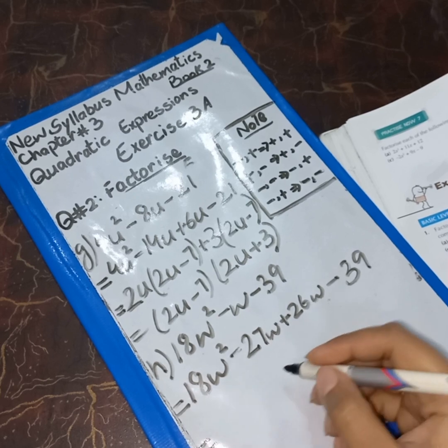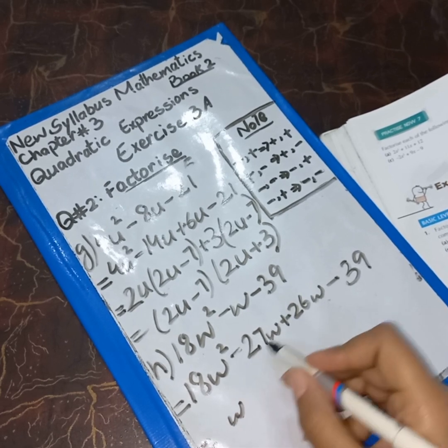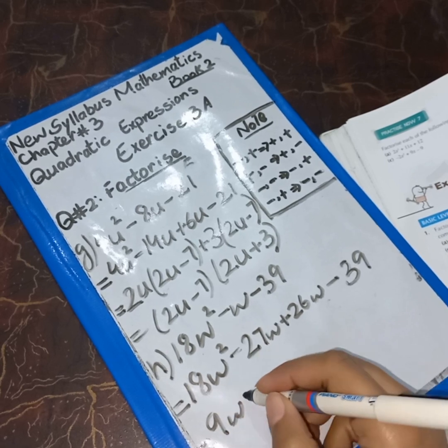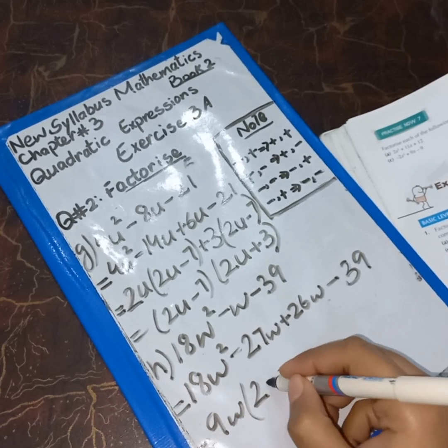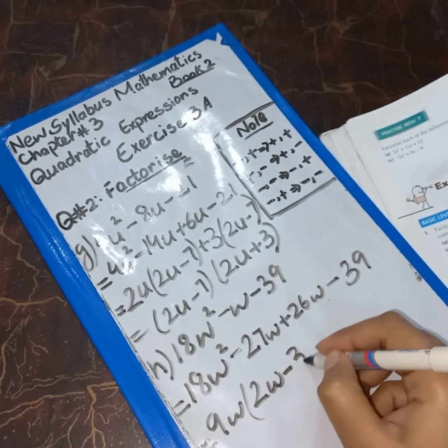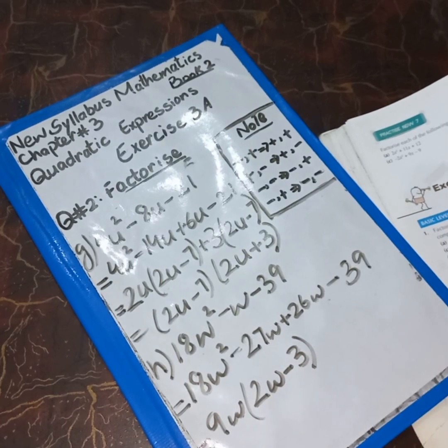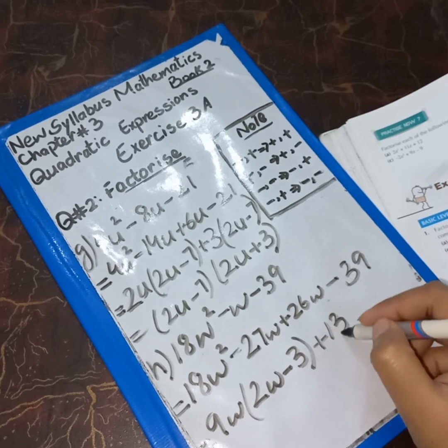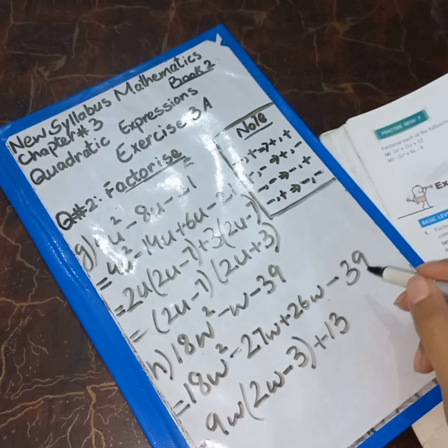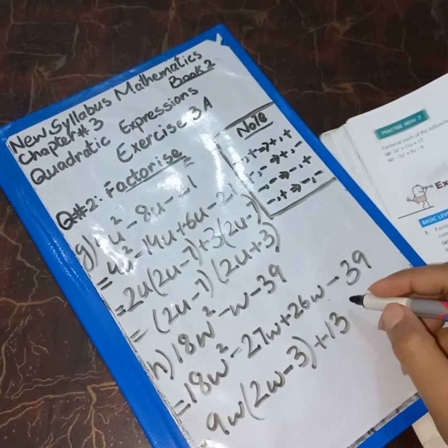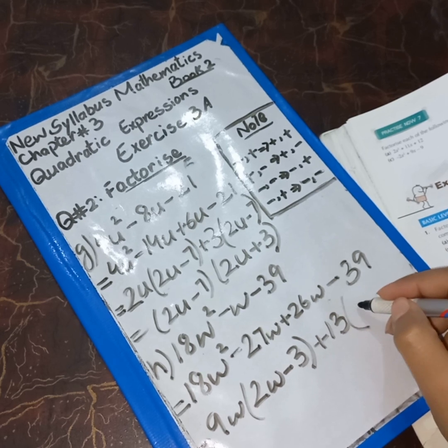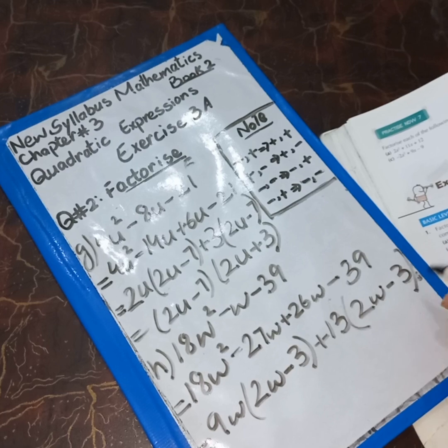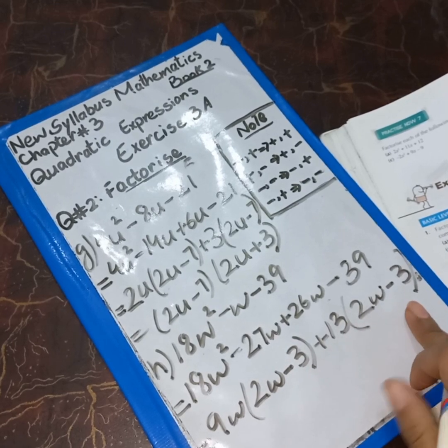Let's take common now. Of course, w will be common among these two, and 9, because they are multiples of 9. So 9 2s are 18, minus 9 3s are 27. w is already outside. Plus among these two, 13 is a common factor of 39 and 26. For this you need to learn the tables appropriately. Then 13 2s are 26 with w, and minus 13 3s are 39. Again you can see both become the same.